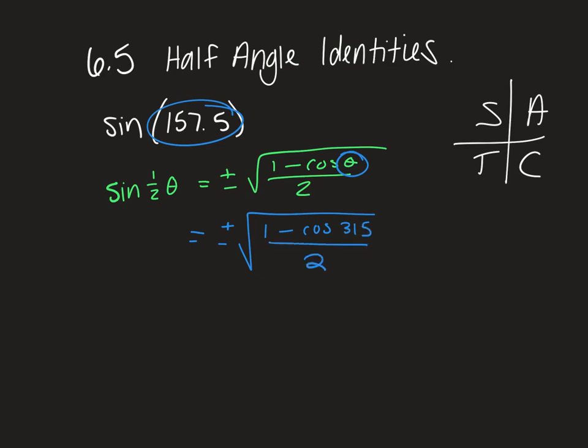Technically, half of 315 is 157.5, which is why we're plugging in 315 and why we're multiplying by 2. Does that make sense? Yeah. Okay. So 157.5 times 2 equals theta. Yes.